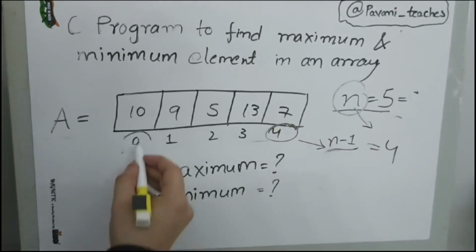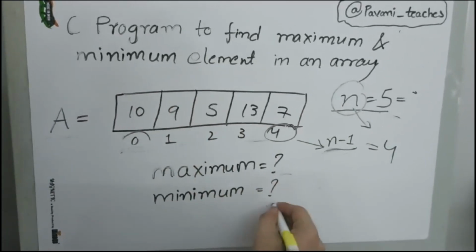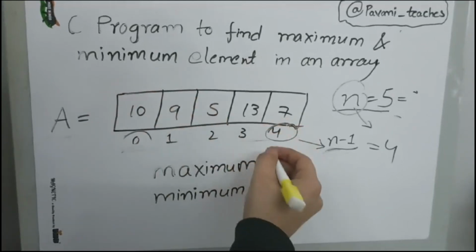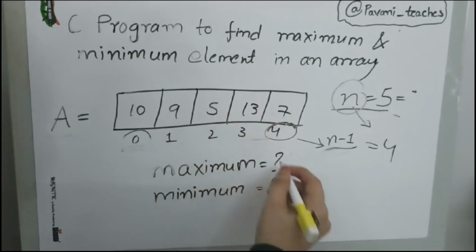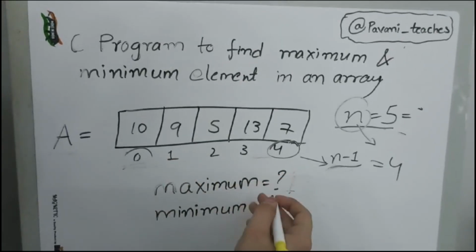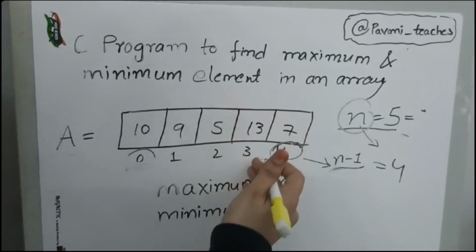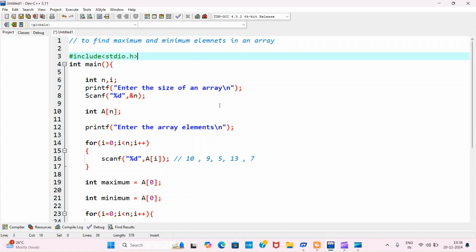Okay, now in this array we have to find which is the maximum element and the minimum element. By looking here we can easily say 13 is the maximum element and 5 is the minimum element. So to find these maximum and minimum numbers, now we are writing a C program. Here is the code to find the maximum and minimum elements of an array.